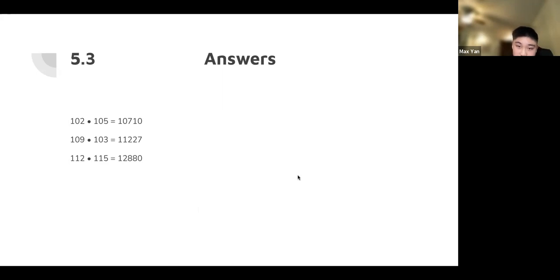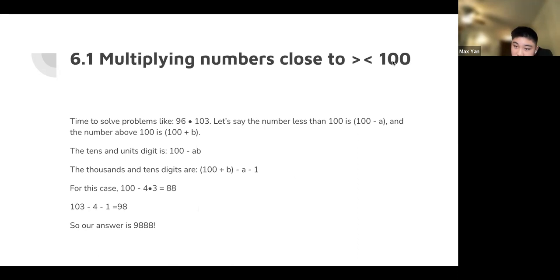So let's go on, unless any of y'all have questions. Now we're going to multiply a number that's close to but less than 100 with a number close to but greater than 100. So say 96 times 103. Say the number less is 100 minus a, and the number more is 100 plus b.